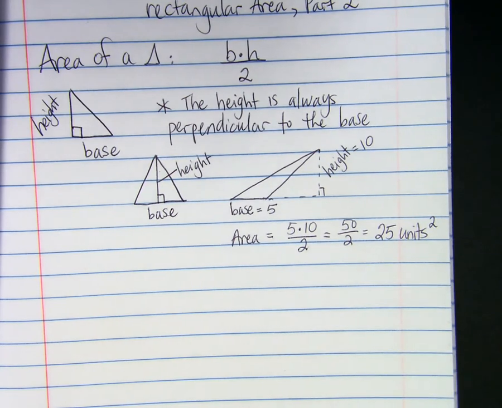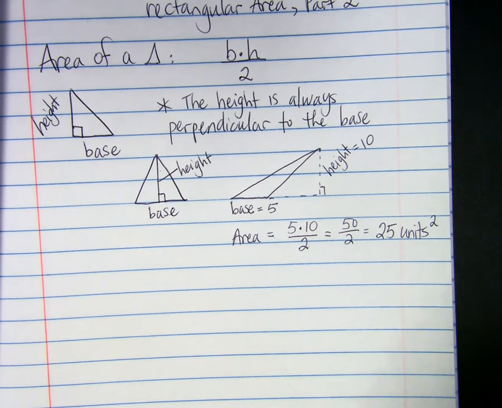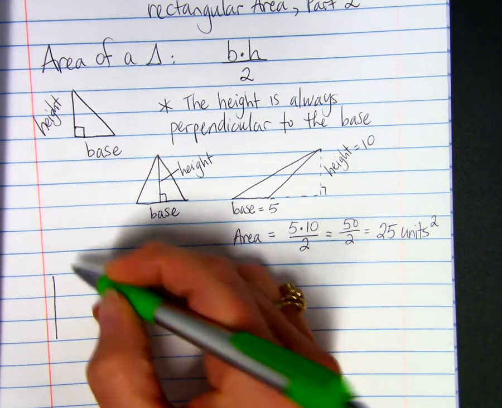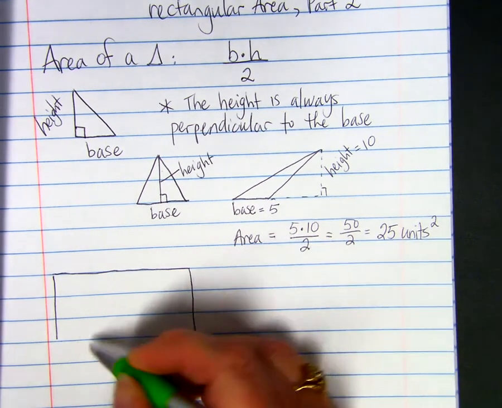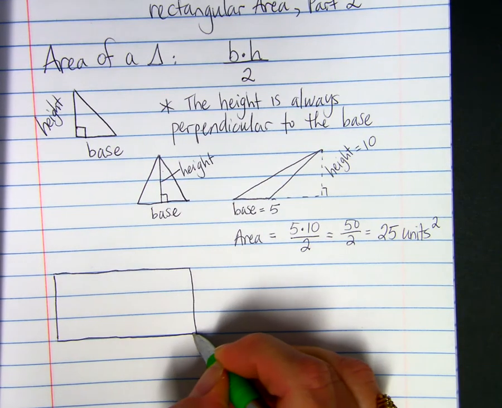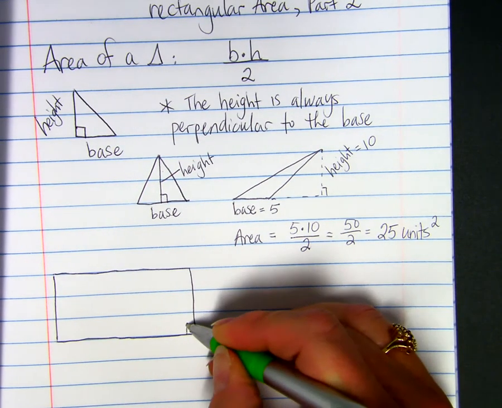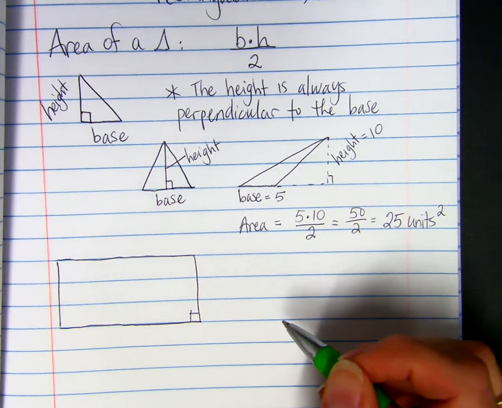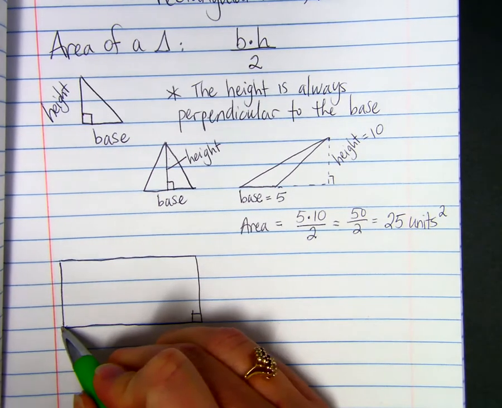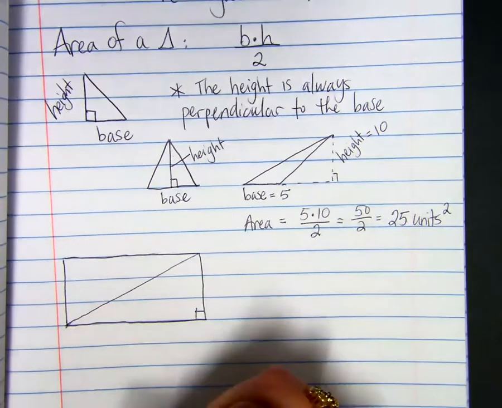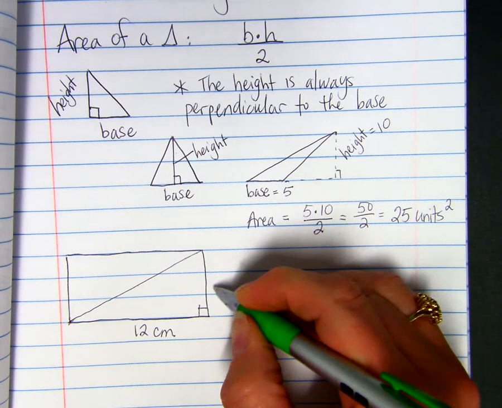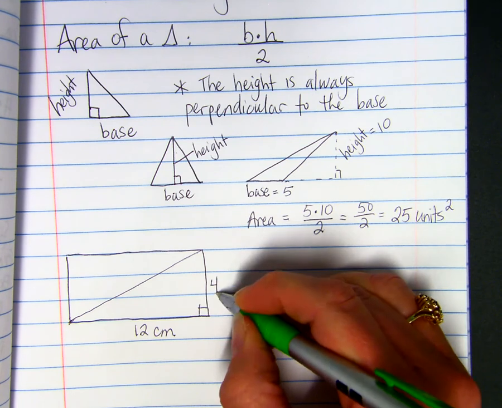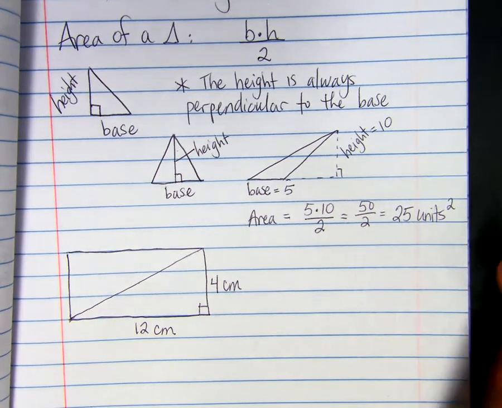Okay, we're going to do an example with this rectangle. So draw a big rectangle here. And then we'll draw a diagonal through. We know the base of the rectangle is 12 centimeters and the width is 4 centimeters.